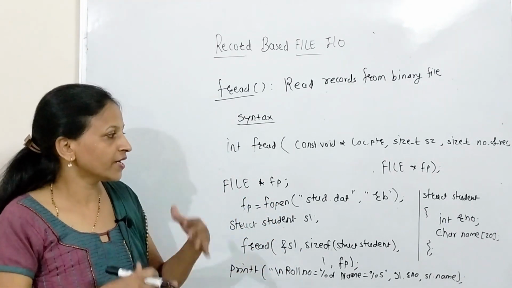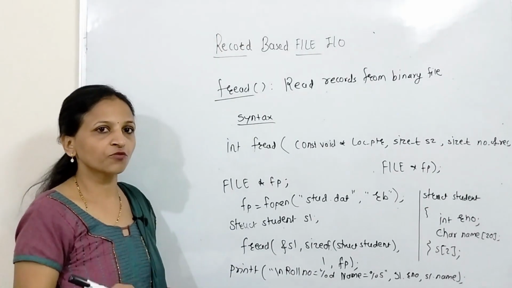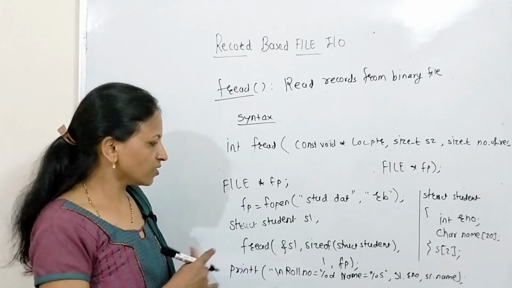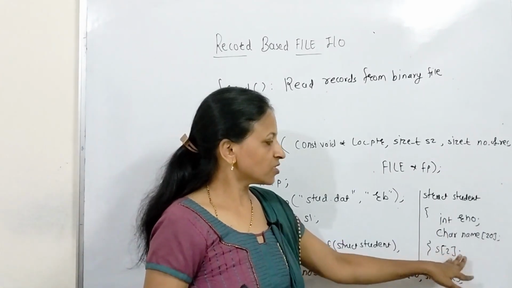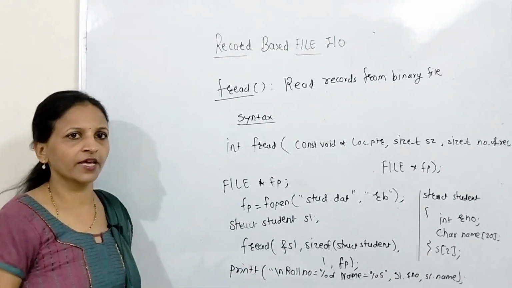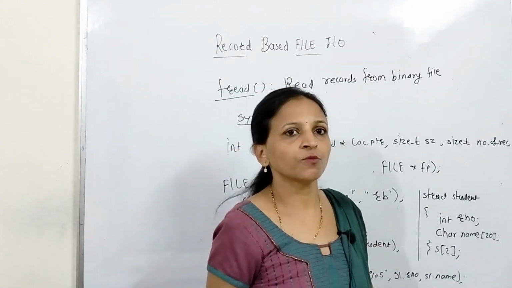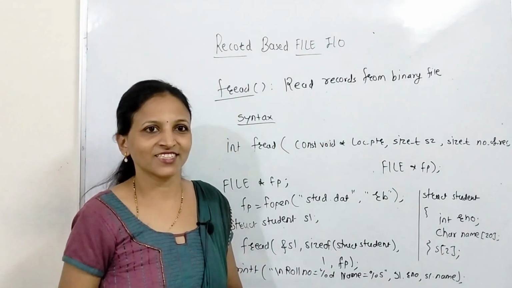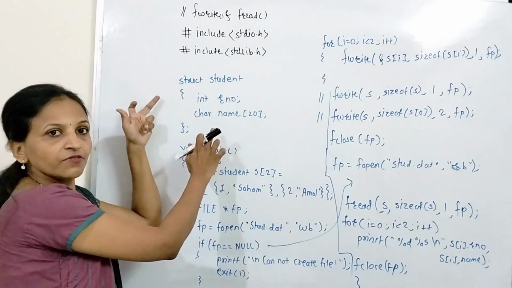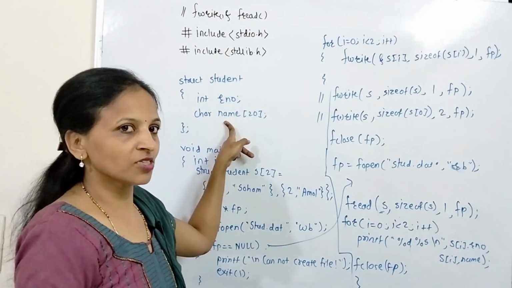Let us say we have an array of that structure, s of 2, s of 0 and s of 1, these are the two elements. We can write contents from that structure array with the help of the fwrite function very easily, the whole array. Let us see one example with the help of these fwrite and fread functions. Let us say we have declared here one student structure, roll number and name are the members of this structure.